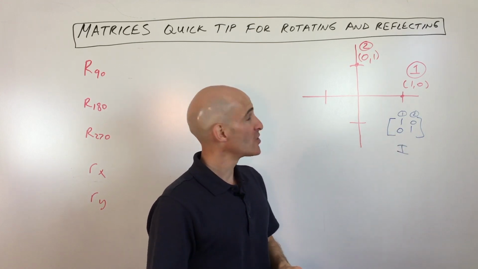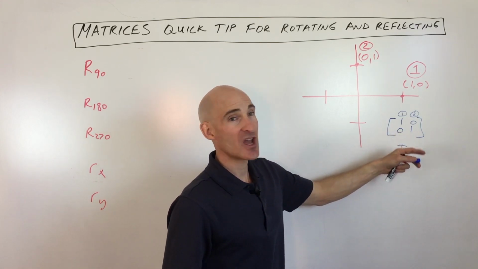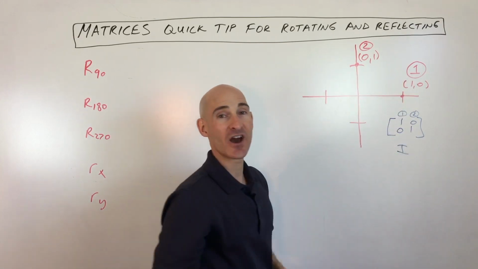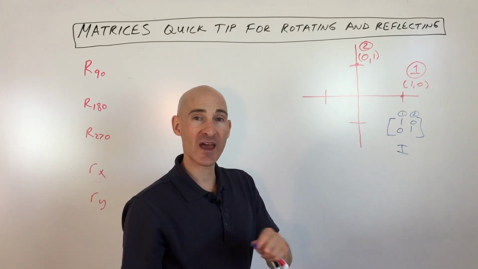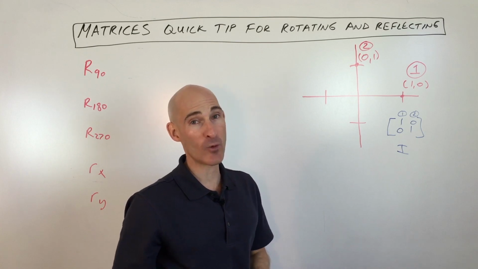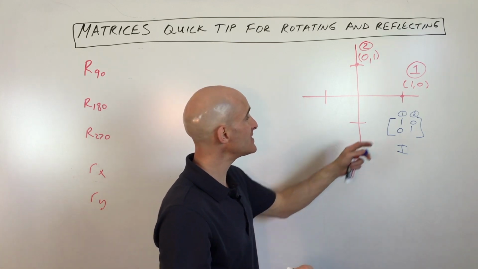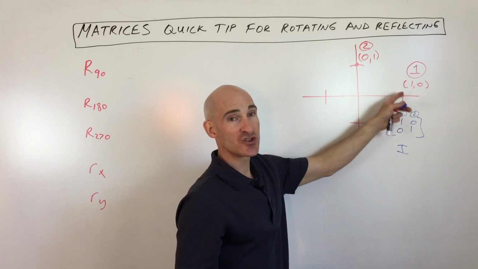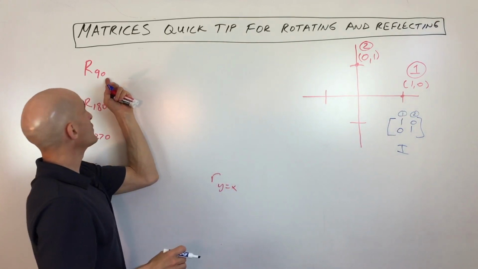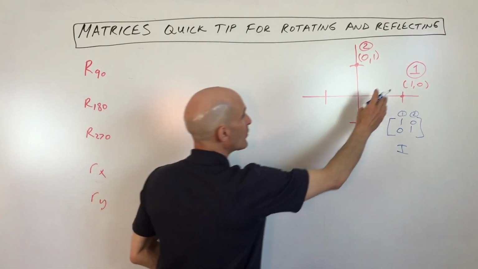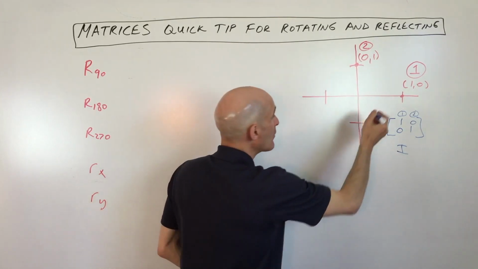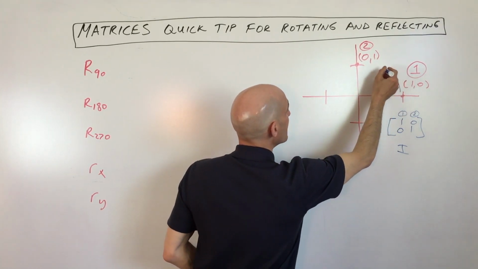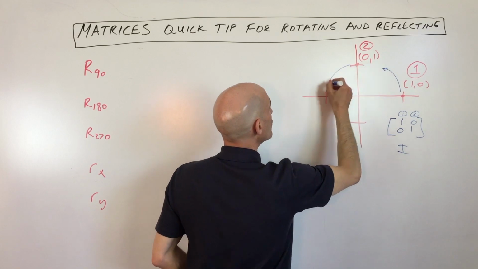And what we're going to do now is look at how this matrix changes as you rotate 90 degrees, 180, 270, and if you reflect over the x-axis, y-axis, or the line y equals x. And it's very easy. All you do is pay attention to these 2 points. If we want to remember the matrix that rotates 90 degrees, we look at what happens to point 1 and 2 when we rotate 90. So if we rotate 90, okay, look at what happens.